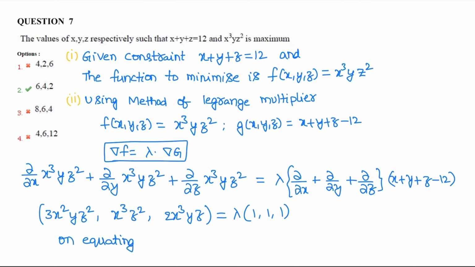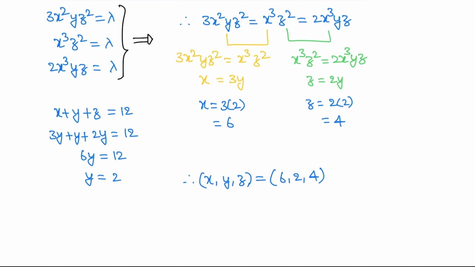So after solving, we will get this expression: 3x square y z square comma x cube z square comma 2x cube yz is equal to lambda of 1 comma 1 comma 1. Now on equating LHS and RHS, we will have 3x square y z square is equal to lambda, x cube z square is equal to lambda, 2x cube yz is equal to lambda.